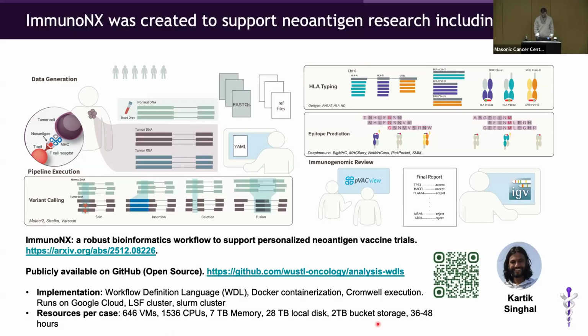Just to give you an idea of how much computational resources it takes, a single run for a single patient winds up using about 650 computers, 1,500 CPUs, a ton of memory, a ton of local storage disk. A lot of that is temporary while the job's running, and then the final outputs are still quite large. We've got this down to running in 24 hours for a low TMB tumor, and sometimes it takes as long as 2 days.